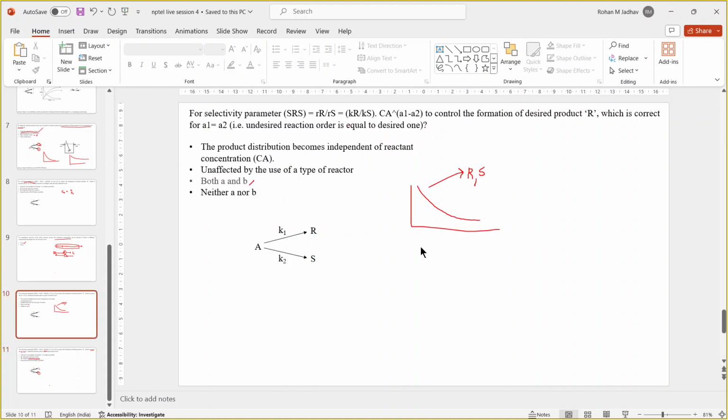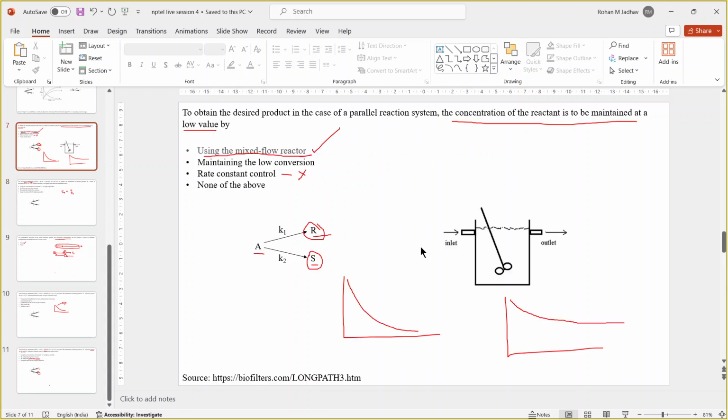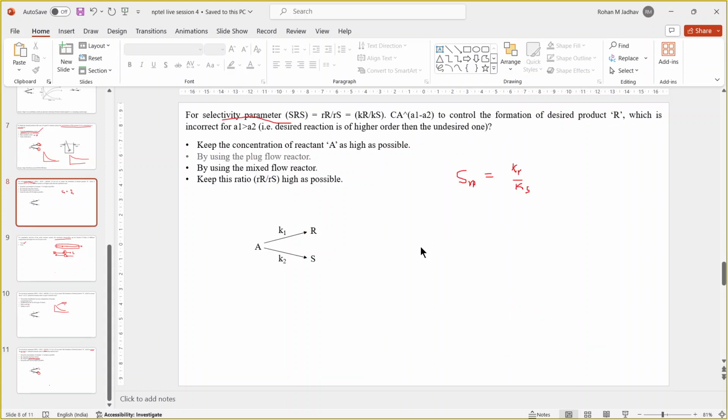There was one more statement, this one, saying incorrect. So here the desired one is greater than the undesired one. Then in that case, concentration of A as high as possible is correct, and using plug flow also is correct.